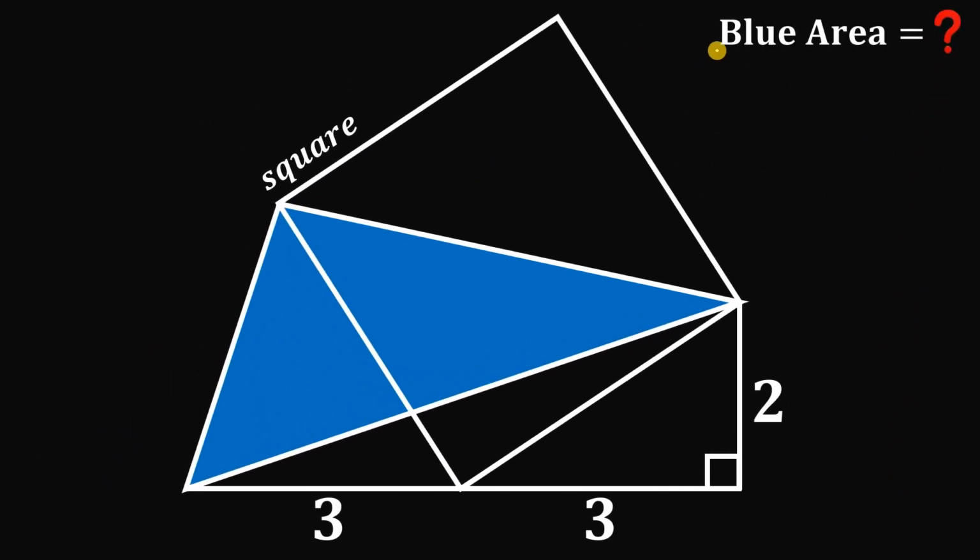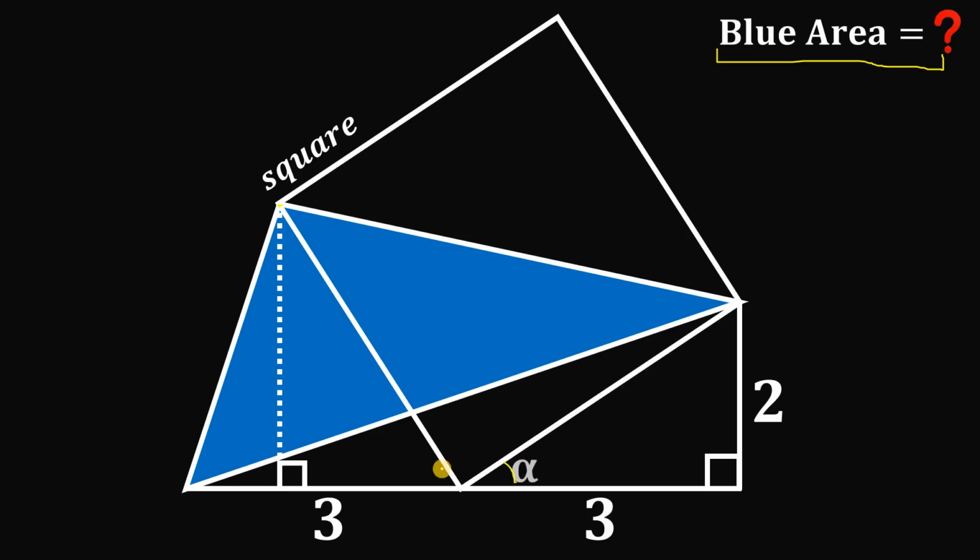Alright, so given this figure, our goal is to find the area of this blue triangle. And to answer this kind of question, what we're going to do is from this tip of this square, let's draw a perpendicular line down to the bottom part. And your question, of course, is why we do that? Because using this, we find two congruent triangles, and here they are.